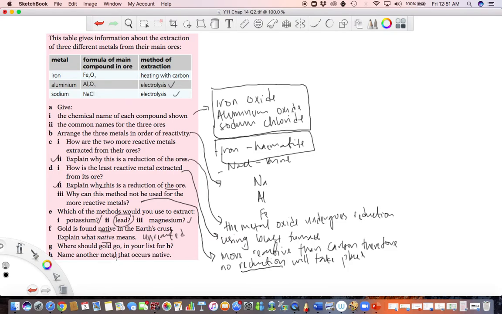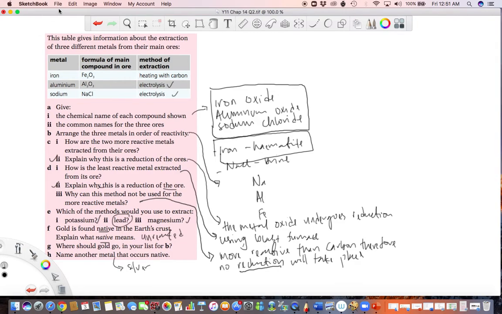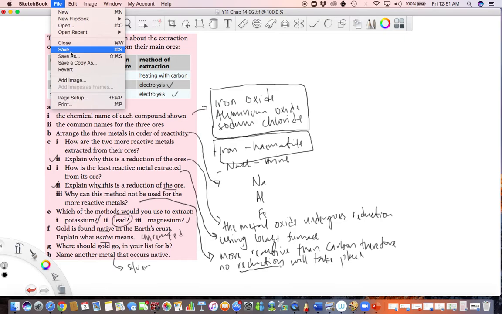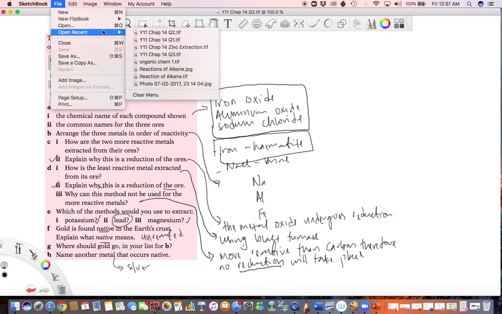Name another metal that occurs native. Silver. Okay. I think platinum can also go into the list, but platinum is not in your syllabus, so it's not really wise to talk about it. All right, I'll save this and look at the next question. I think it's the last question.